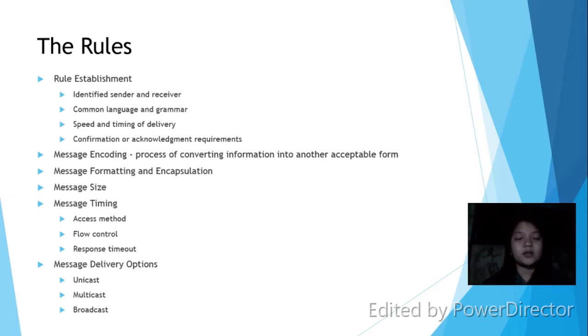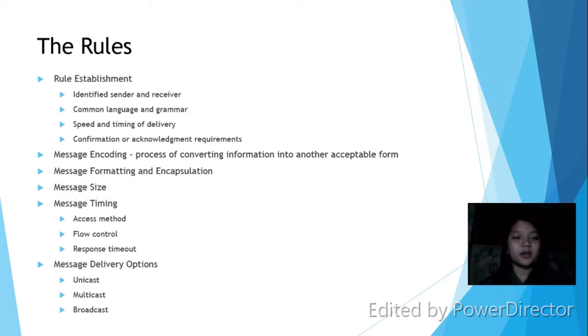Communication. So here are the rules. Rule establishment: identify sender and receiver. So you need to identify first the sender and the receiver. Then common language and grammar, so what language you will use. Then speed and timing of delivery. So it is very important for you to understand each other.